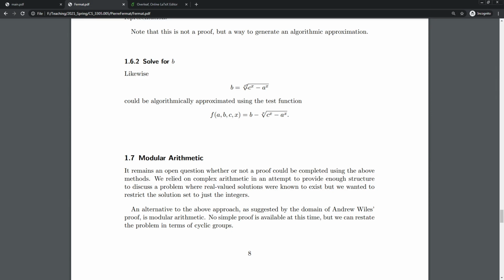So in this case, our function looks like this, where we have b minus this x root of c to the x minus a to the x, and whenever it's greater than 0, then we've undershot x, and when it's less than 0, then we've overshot it. Okay.